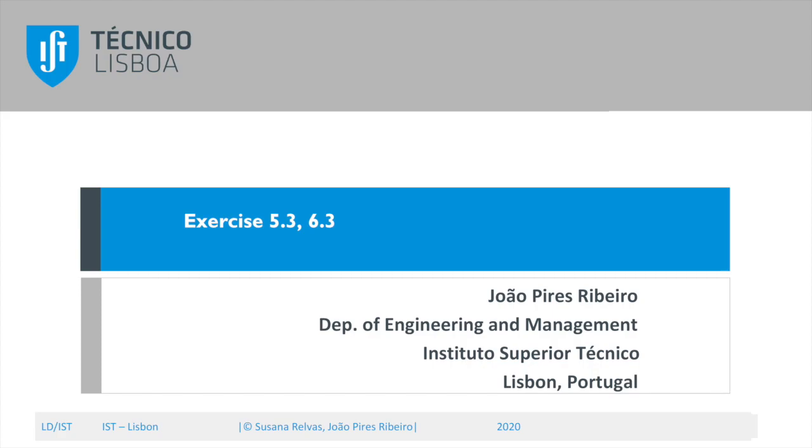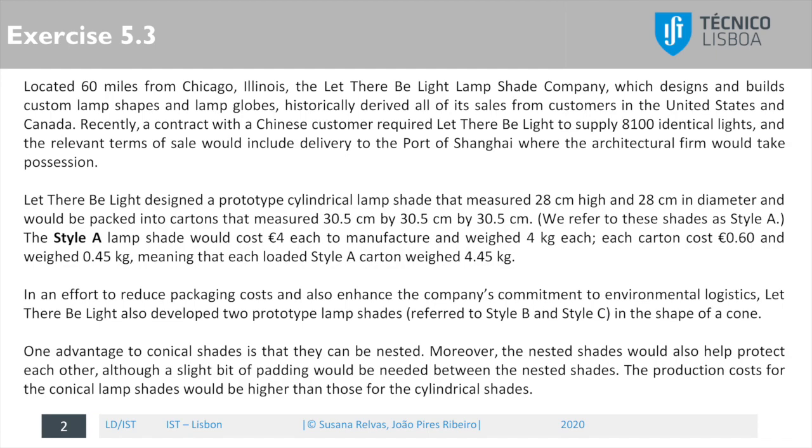Today we'll be doing exercise 5.3 and 6.3. This exercise lets you study the impact of packaging in the transportation costs. In this case, the company has a current product and is studying the investment of having two different arrangements of the same product so as to reduce costs.